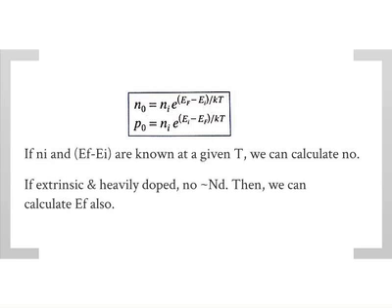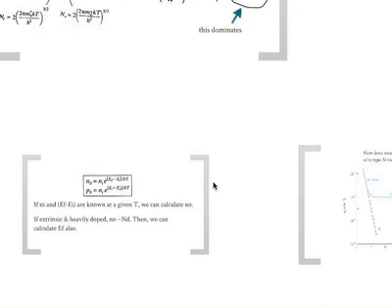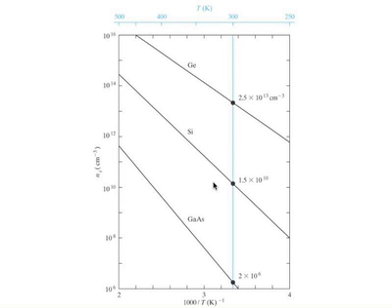Now, of course, if the material is extrinsic and it's heavily doped, then it's much simpler. Like I said in the beginning, if it's a donor, the electron concentration is just the same as the donor concentration. Now, if we know that, then we can explicitly calculate the Fermi level as well with respect to the other levels. With that in mind, now let's look at the plots of the carrier concentration. So this is the intrinsic carrier concentration.